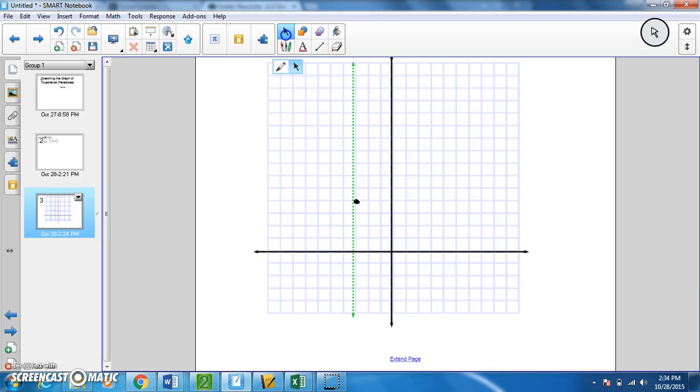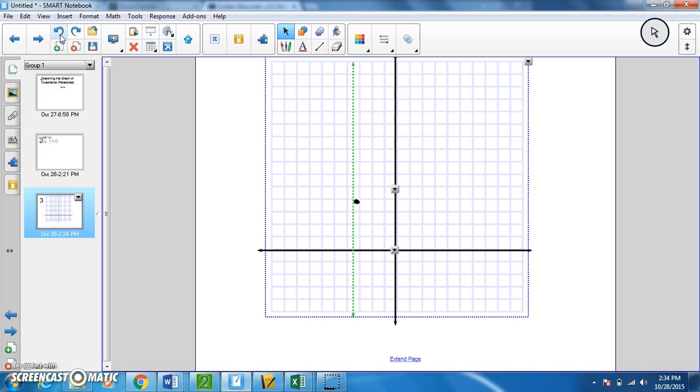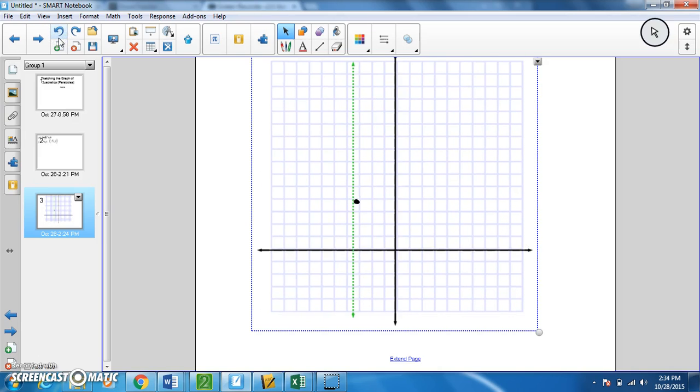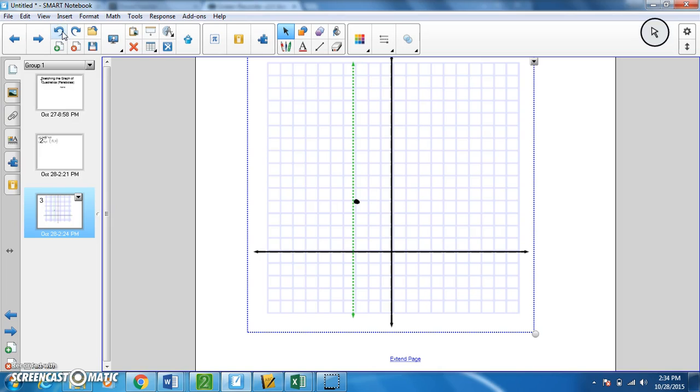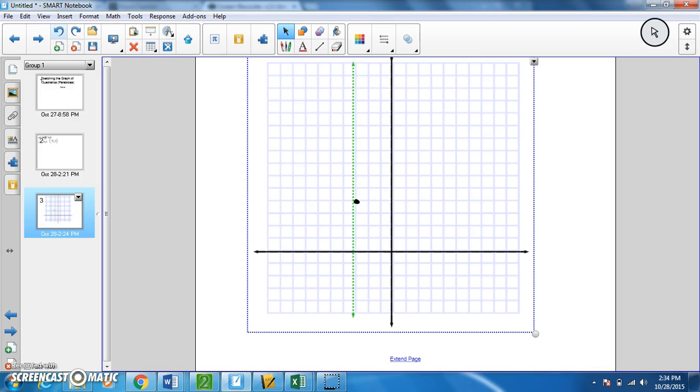The axis of symmetry is like a mirror of our parabola. So what's on one side of the mirror will be on the other side of the mirror.